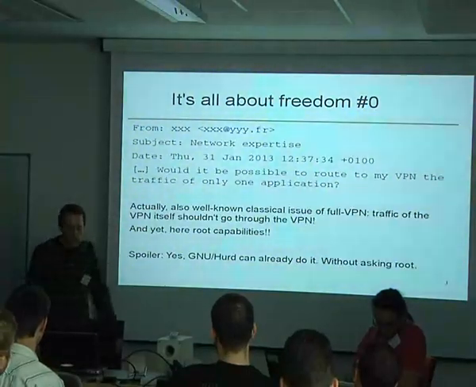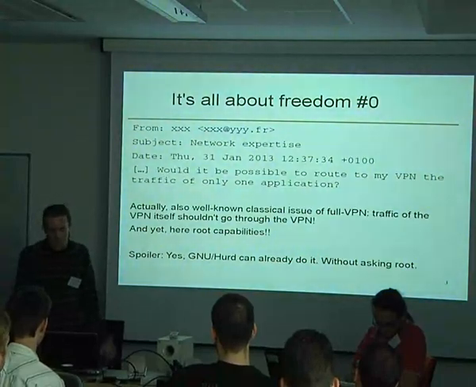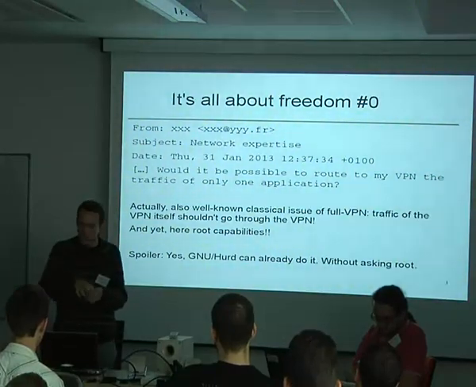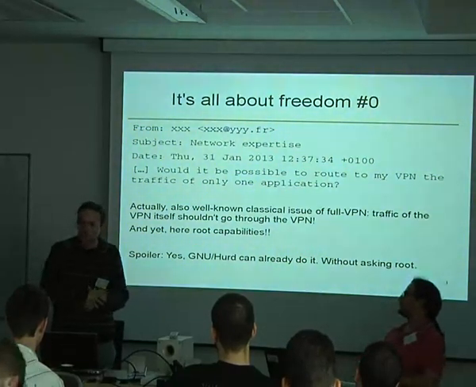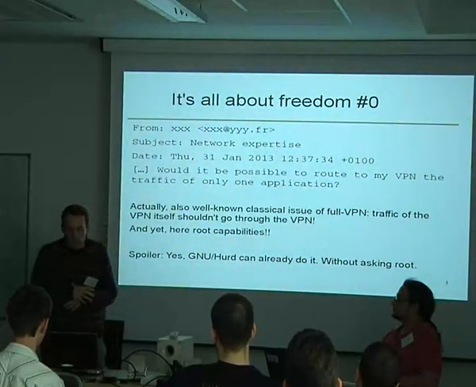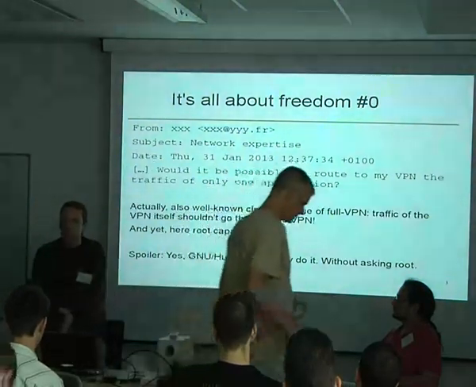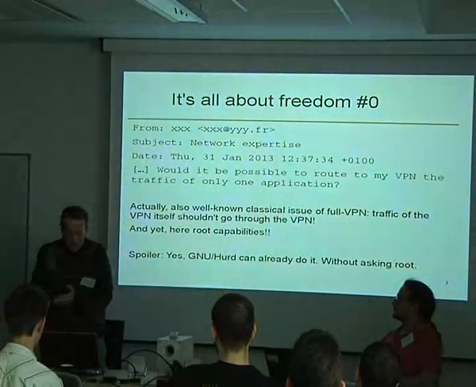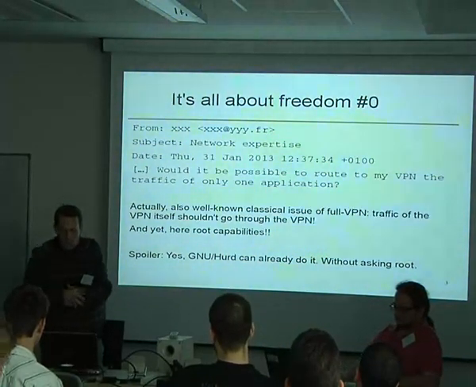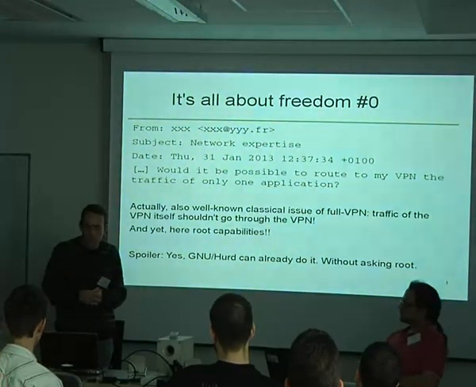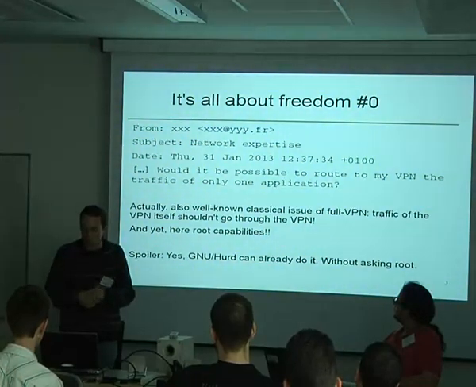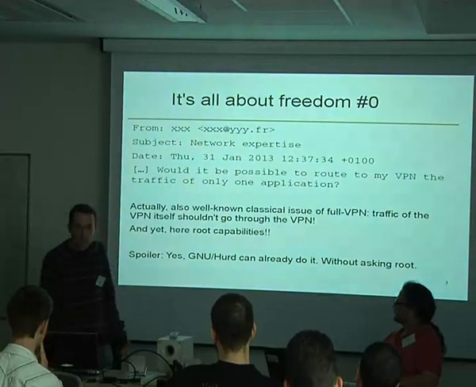I've received an email some time ago asking me, is it possible for my VPN to make some applications use it and other applications not use it? It's not clear that it's possible on Linux. And actually, it's a well-known issue. The VPN itself shouldn't go through itself. It should go through the normal route. And yet, even with root capacity on Linux, it's really not easy. On GNU Hurd, it is possible. I will show you, and it's quite easy. And you don't have to ask root for anything.